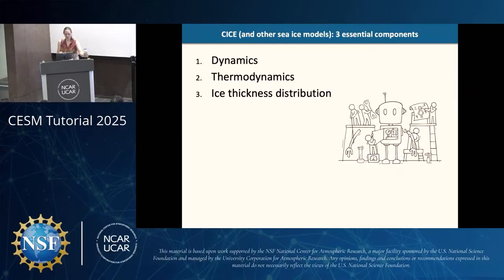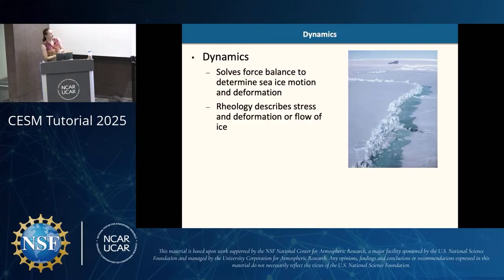All right, so what does CICE and other sea ice models have that are really important within CESM? Imagine this robot is the sea ice model, and we're putting it together. We have 3 primary components that we need in CICE, and these have been here for a little while: a dynamic component, a thermodynamic component, and an ice thickness distribution. The dynamics here is the ice moving around. What we do within the dynamic part of CICE is solve a force balance to determine how the ice moves around and how it might deform as it runs into coasts or other bits of ice, or you get leads, that sort of thing.